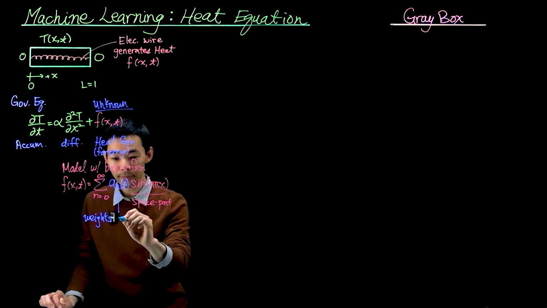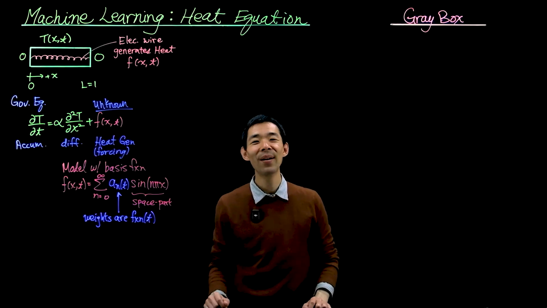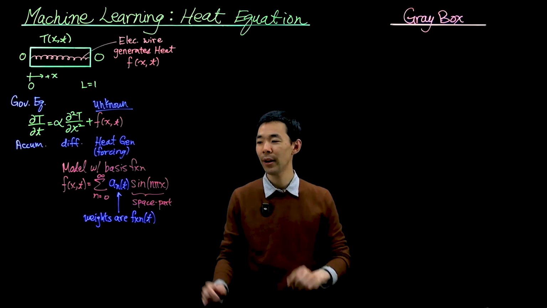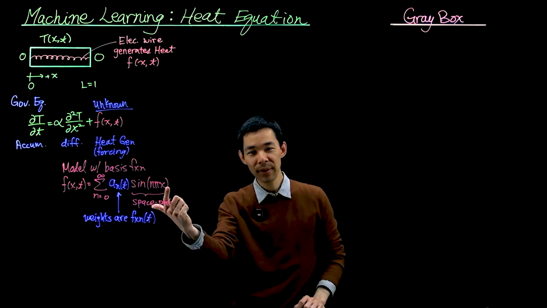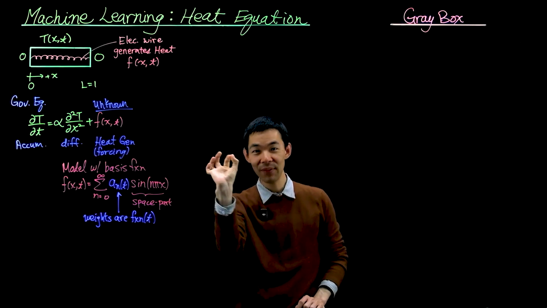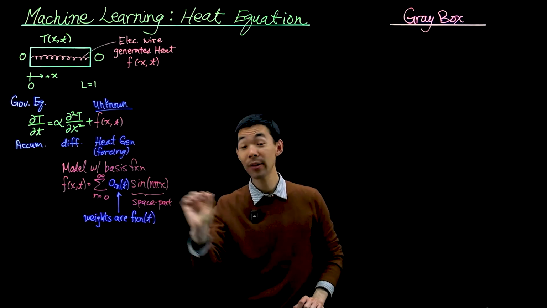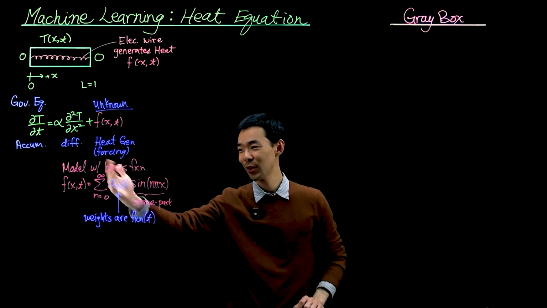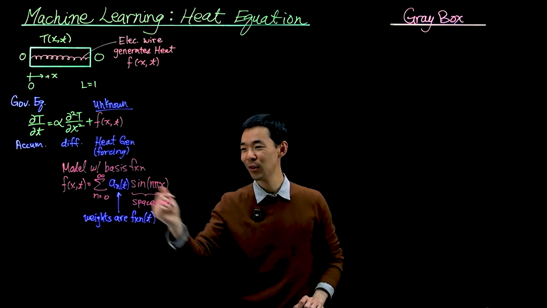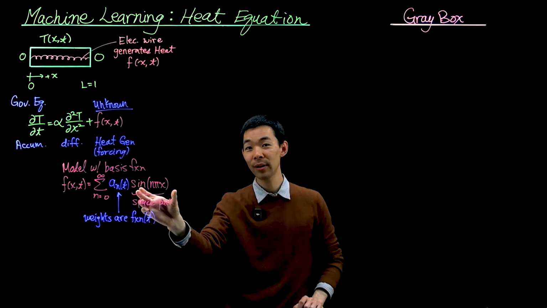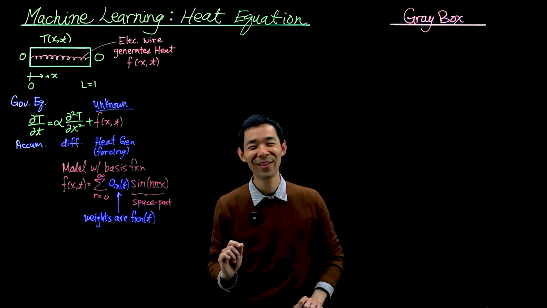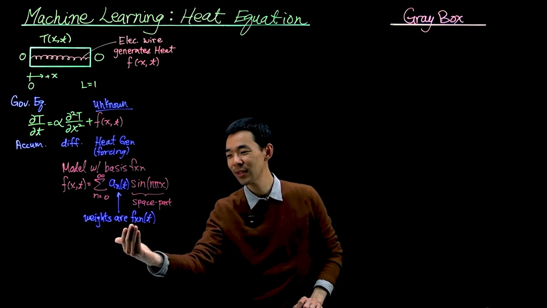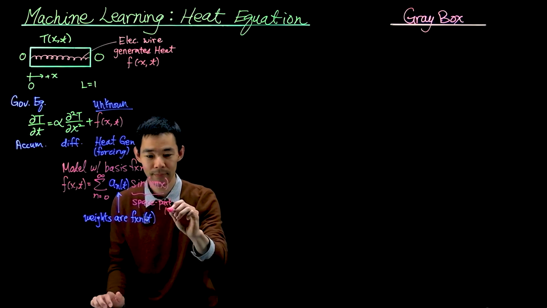Okay, so the weights are going to be a function of time. If you think about it, we know the position x. For a given x, if you tell me an x, I can evaluate sine n pi x. You're going to sum up all of those indices from n going from 0 to infinity. So you know this part, but you don't know the coefficients. So you don't know the weights as a function of time t.